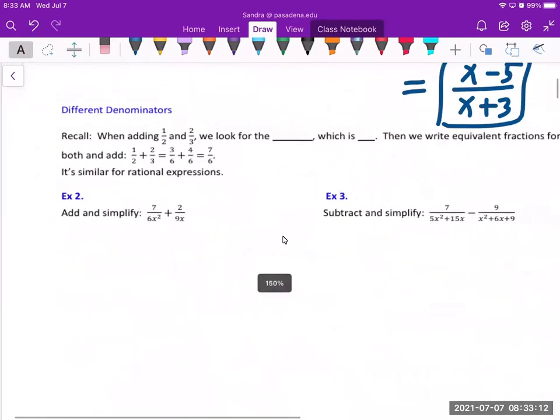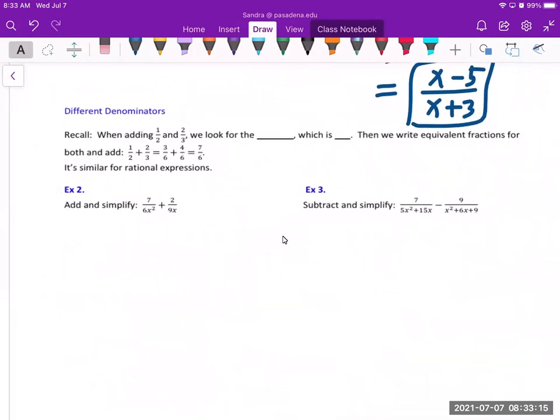Now, what should we do when we have two different denominators? If we have different denominators, then what we're going to be doing is looking for a common denominator. Recall, when adding 1/2 and 2/3, we look for the common denominator, which is what we call the LCD. I'm going to put here the common denominator, which is the LCD. Then we write equivalent fractions for both and add them.